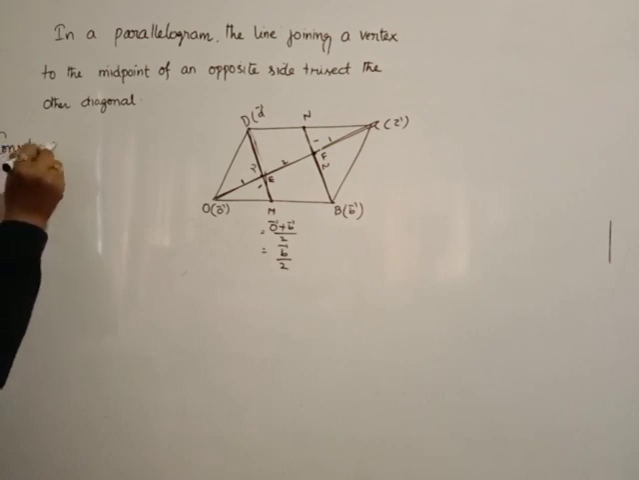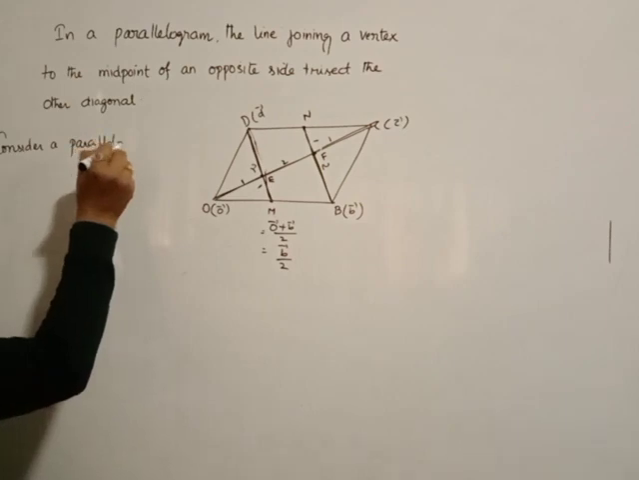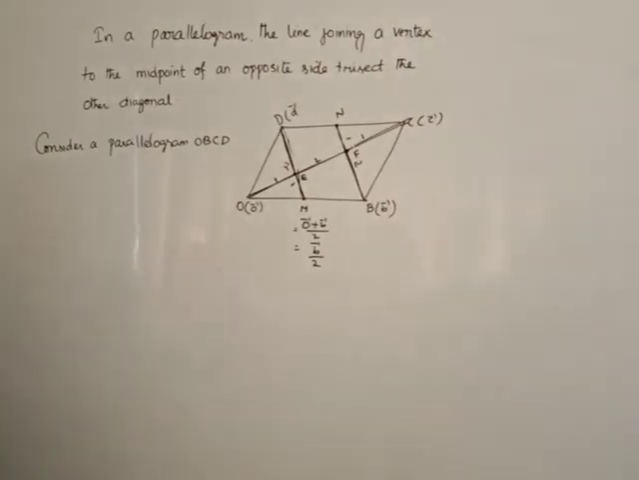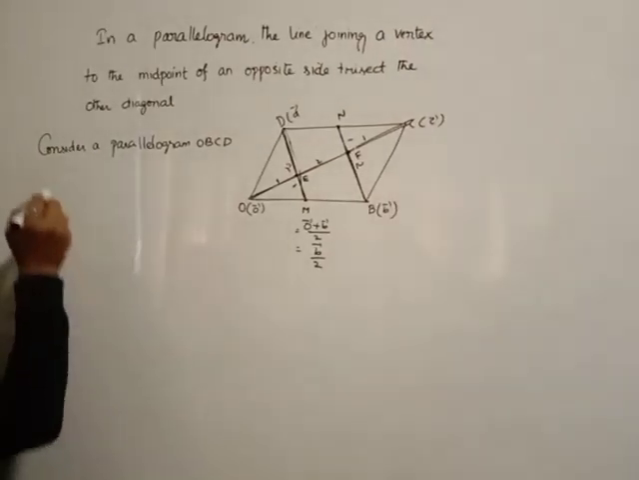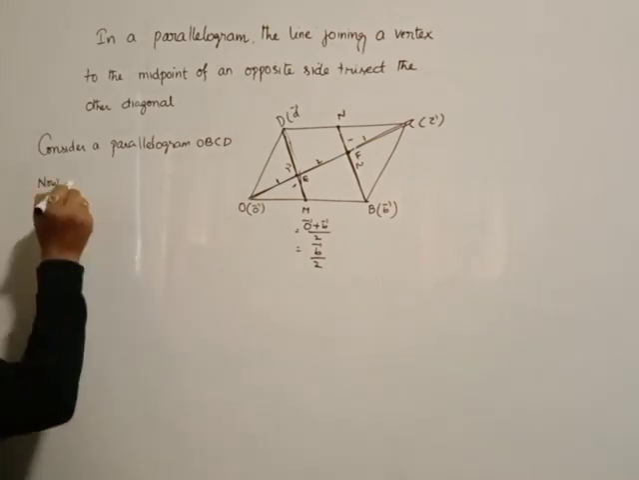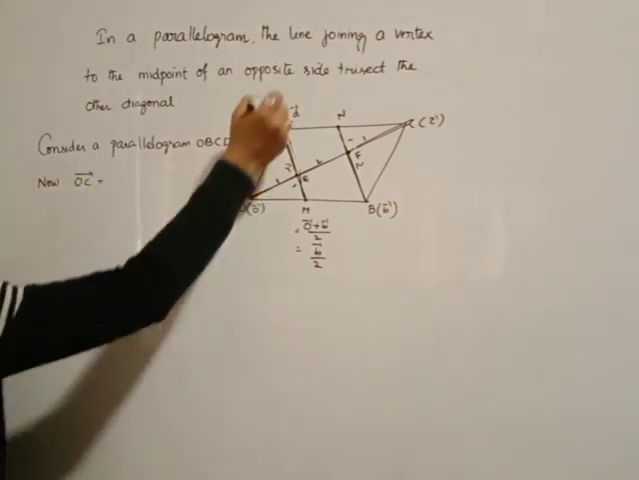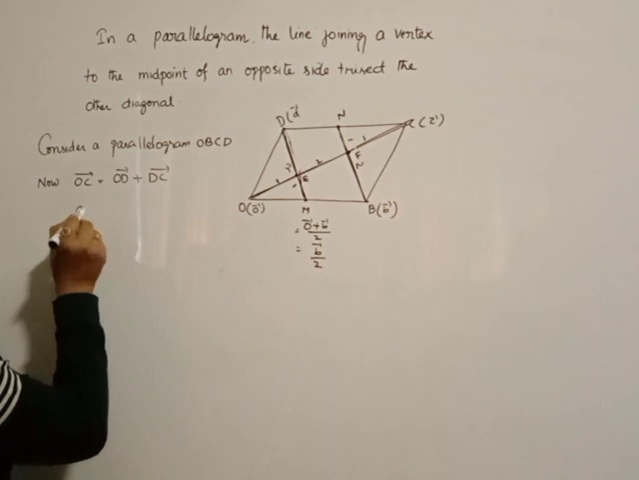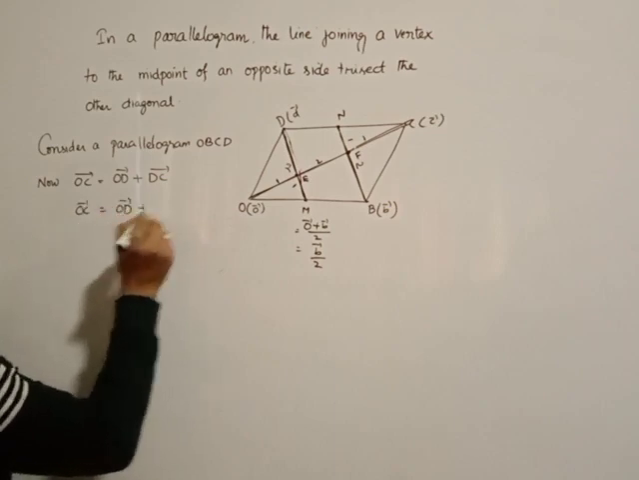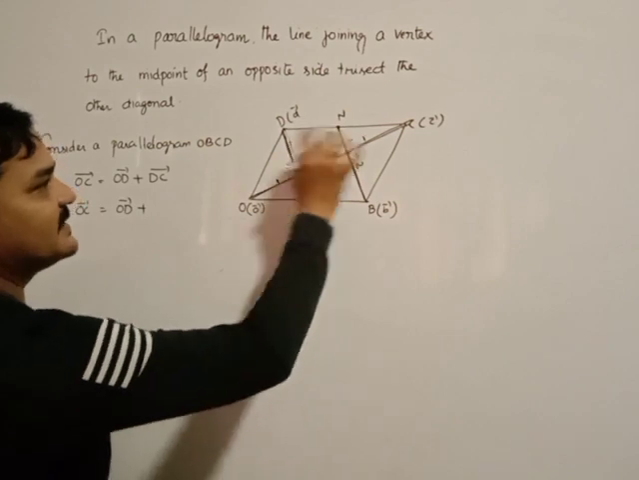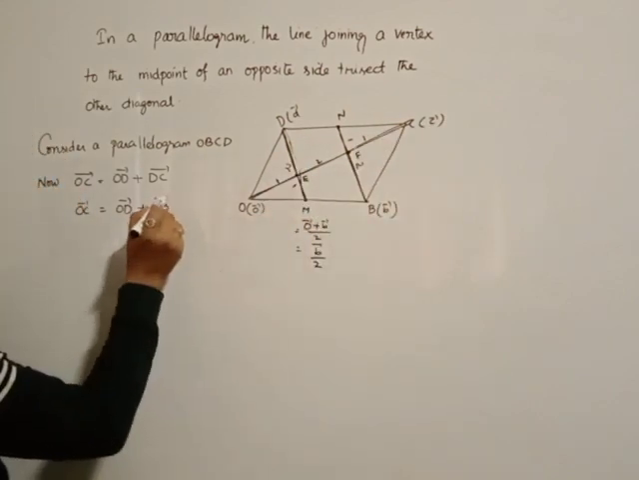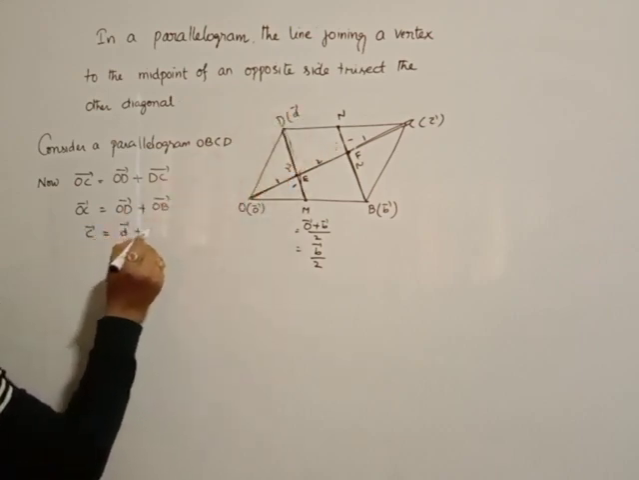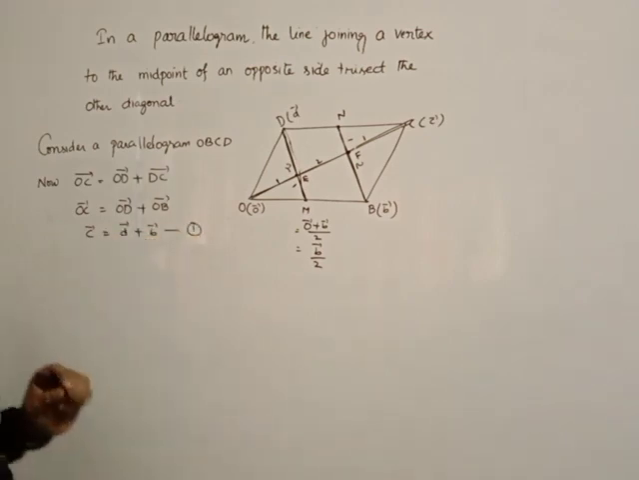Consider a parallelogram OBCD. Now OC bar is equal to OD bar plus DC bar. In a parallelogram, opposite sides are equal, so DC bar is equal to OB bar. So OC bar means C bar, OD bar means D bar, plus OB bar means B bar. That is, C bar equals B bar plus D bar. This is the first condition you need to note.